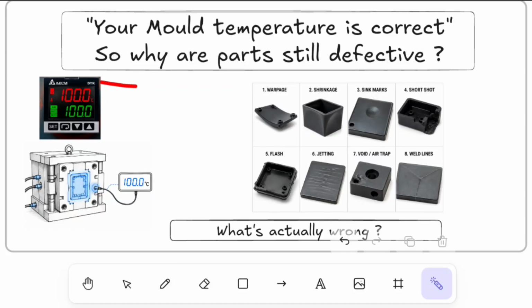Your controller says 100 degrees centigrade. Your mold also measures 100 degrees centigrade. Yet your parts still warp, shrink, and come out inconsistent. So what's actually wrong? The answer changes how you think about mold temperature control.